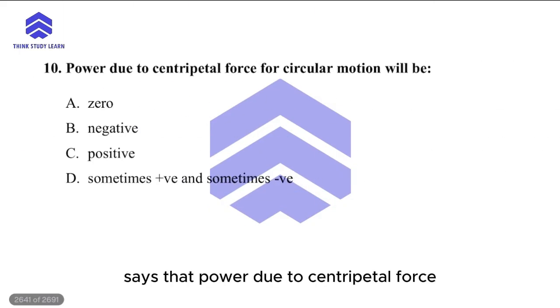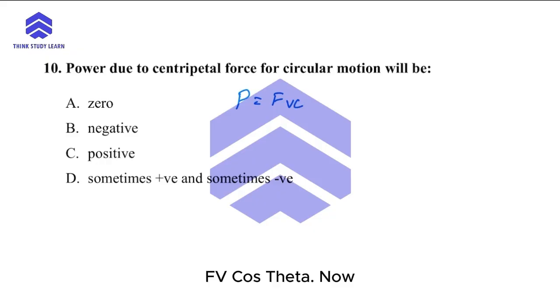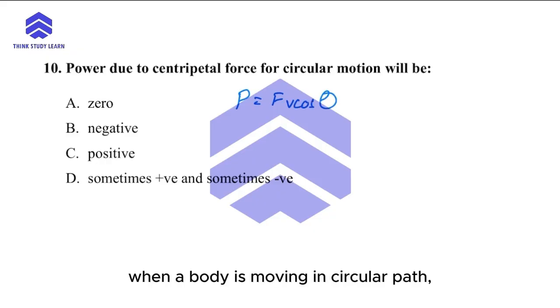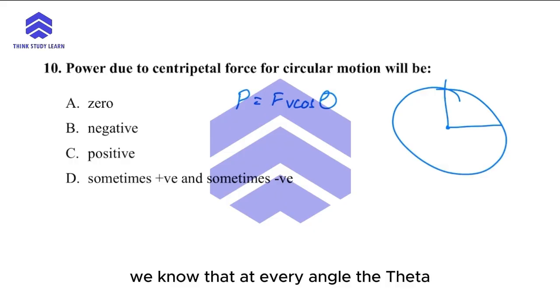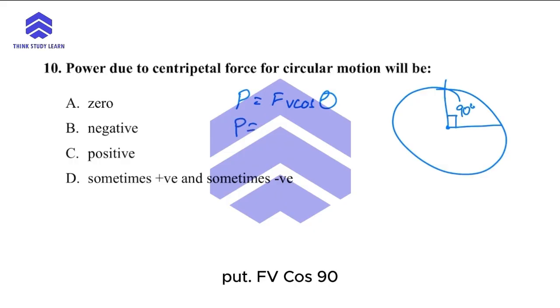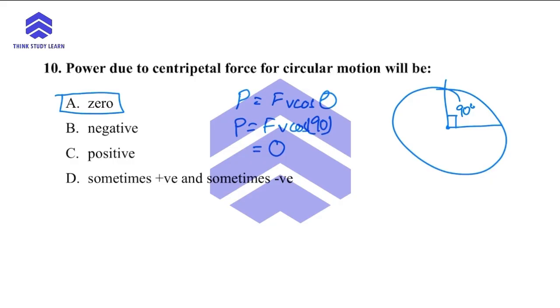Question 10 says that power due to centripetal force for circular motion will be. We know that the formula of power is equal to F v cos theta. Now, when a body is moving in a circular path, we know that at every angle theta is 90 degrees. Therefore, when we put F v cos 90, we will get 0. Hence, option A is the correct answer.